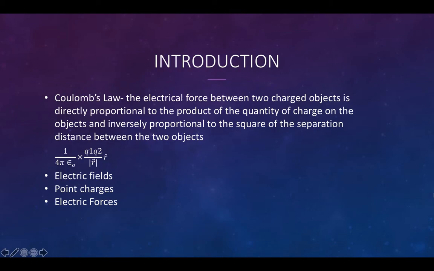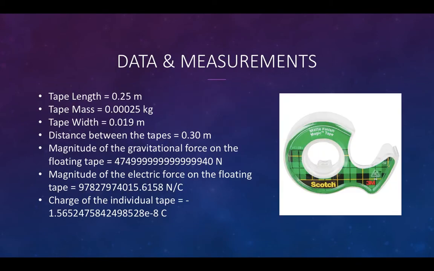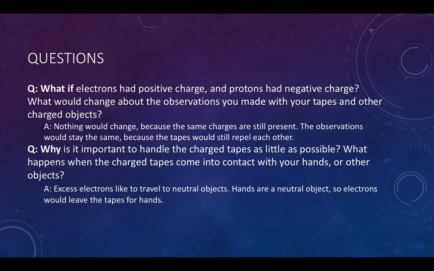Other important things in this lab: electric fields, point charges, and electric forces. So in this lab, we basically had these two pieces of tape, and we were trying to see if they would repel each other. Spoiler alert, they do. So here's some information about my experiment. We've got the tape length, the tape mass, the width, the distance, all that other jazz, and the magnitudes and the charges that were calculated for me by GlowScript.